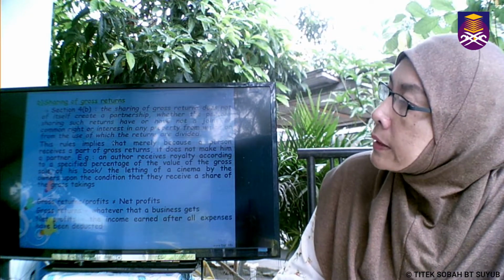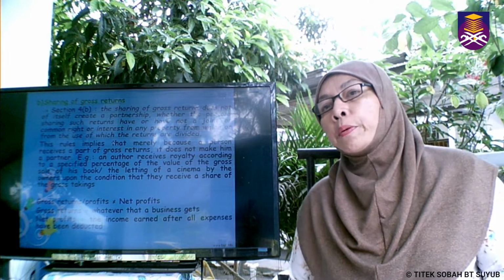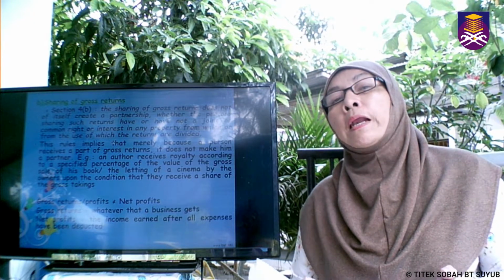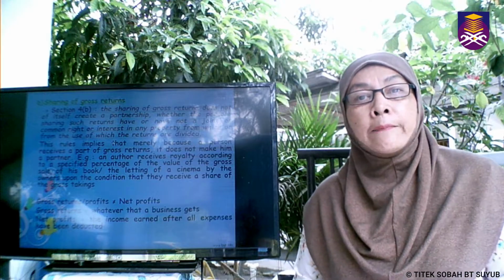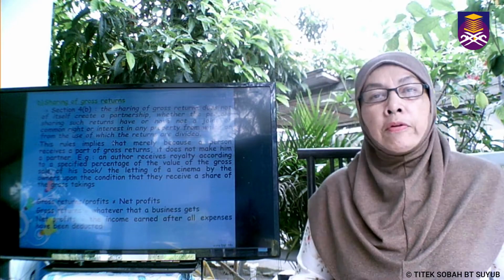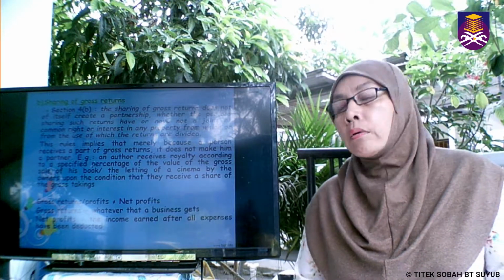So the most important thing to determine whether a property is a partnership property is by looking through the document of title. We can go to the land office and have a look at the title and see actually who is the owner.